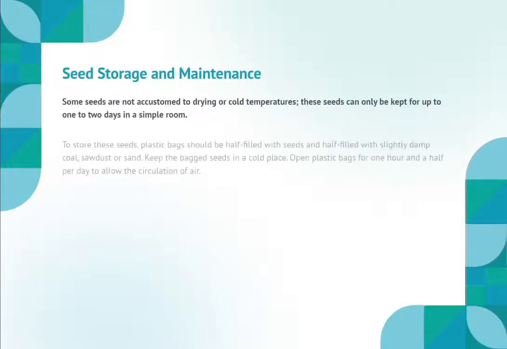Some seeds are not accustomed to drying or cold temperatures. These seeds can only be kept for up to 1 to 2 days in a simple room. To store these seeds, plastic bags should be half filled with seeds and half filled with slightly damp coal, sawdust or sand. Keep the bagged seeds in a cold place. Open plastic bags for 1 hour and a half per day to allow the circulation of air.